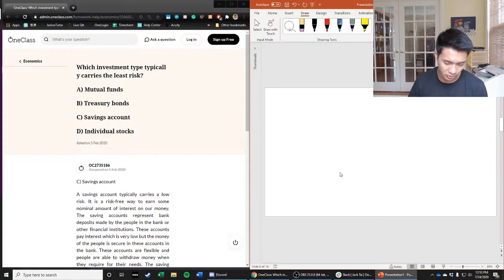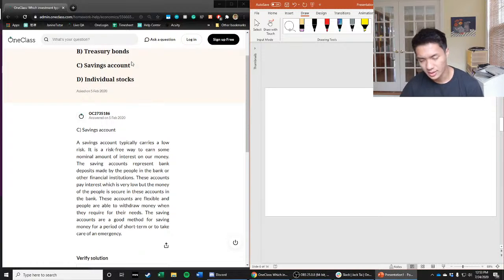And finally, D, individual stocks. We talked about this, that among the four of these options, individual stocks are probably the most volatile. Stock prices change every day. You might have a 5% peak today, a 10% decline tomorrow. And so it's really very risky to do just individual stock investment. So savings account is probably the most safe here.